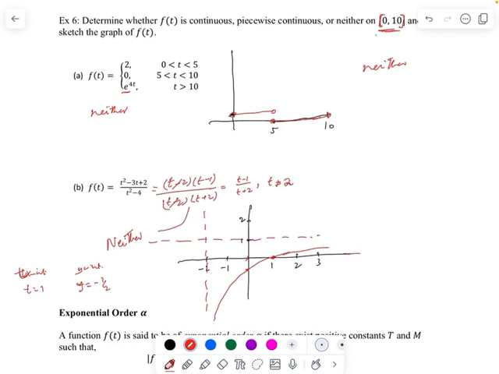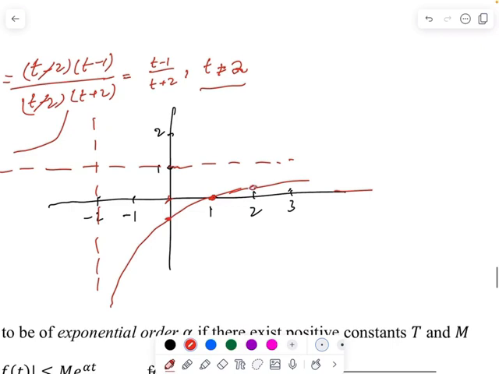So if you can see what is missing here, something is missing. Remember we said the function does not have a value at 2, so what do we do? We erase it a little bit and then put a hole there. So at 2 there is a hole. So this is not piecewise continuous because the function is not defined at 2.